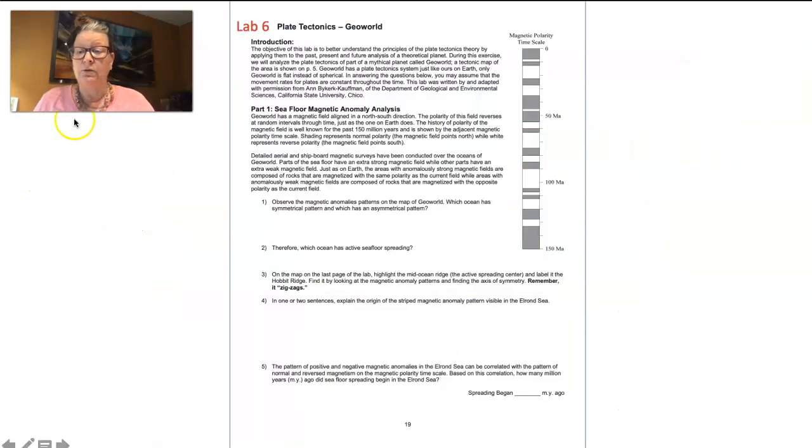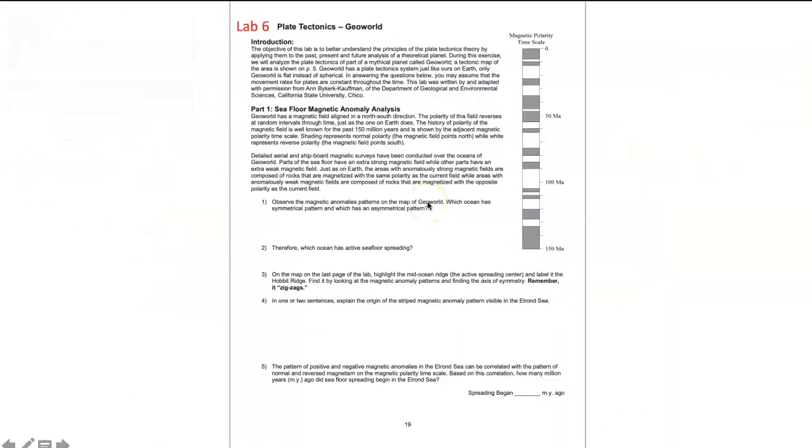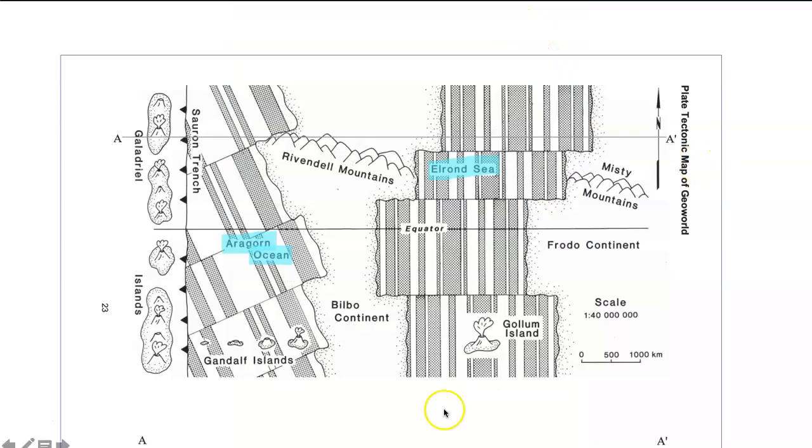So back to the lab. Here we are on the 2nd page of the lab after you've done the pre-lab, and you'll just want to read this upper part because it tells you about the activity. Basically, we're going to look at this place called Geoworld, and the magnetic reversal timescale on Geoworld is given here. It might take you a moment to wrap your head around this diagram. So we're looking at a map, and here is a continent called the Frodo continent, and there's some mountains in it. And then there's an ocean called the Elrond Sea, and I put that in blue to kind of emphasize that this is a seafloor.